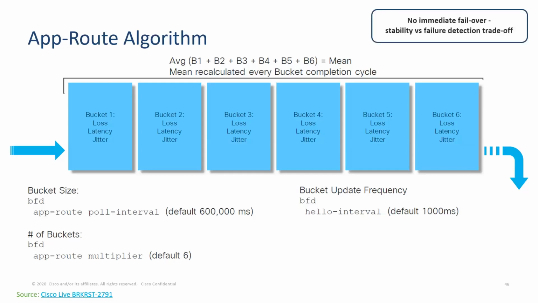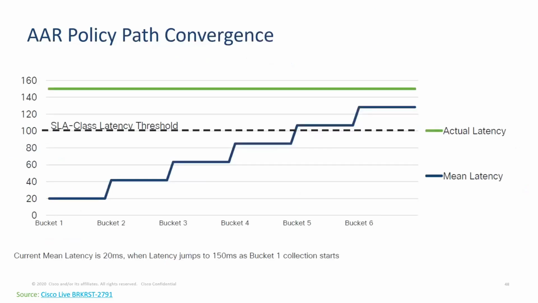react to the brownout scenario. So we have a threshold here showing that it's set to 100 milliseconds, but you're currently experiencing 150 millisecond latency. As you can see, as we collect measurements in the buckets for each interval here, the mean is going to be increased, but it's going to take a while until we cross our threshold. So if each bucket here represents 10 minutes, then you can see that it might be up to 40 or 50 minutes using the default values to move the traffic to another path.